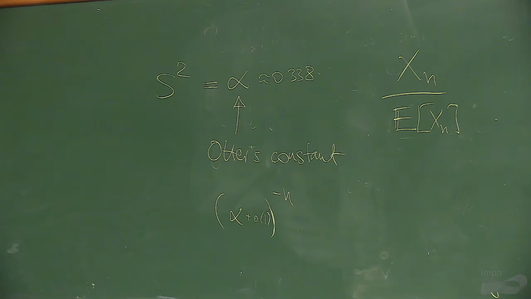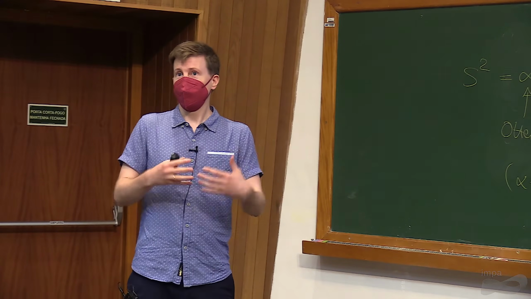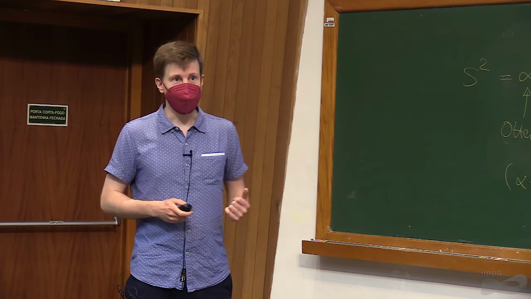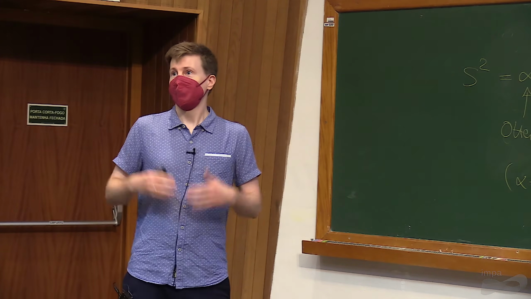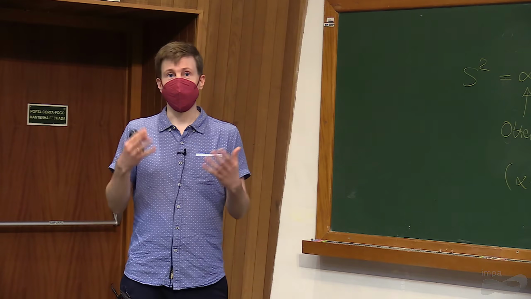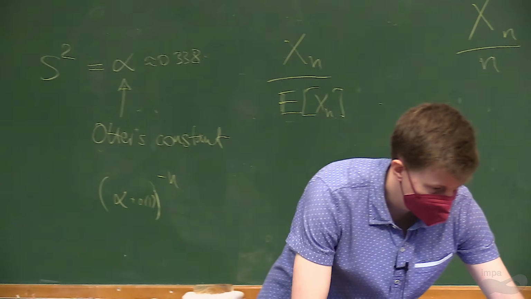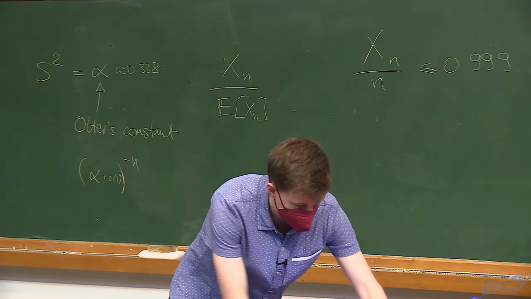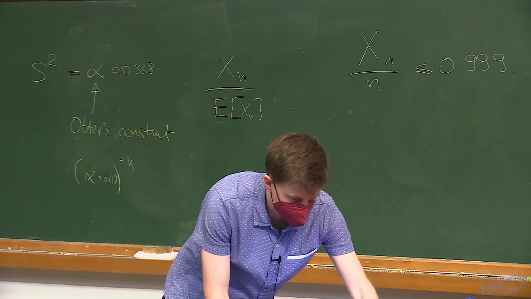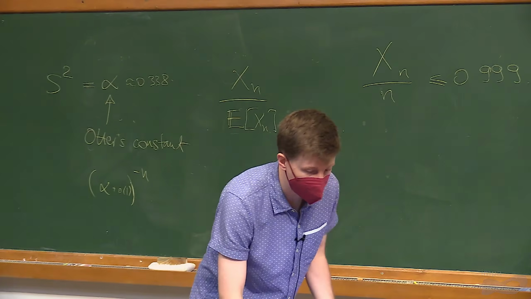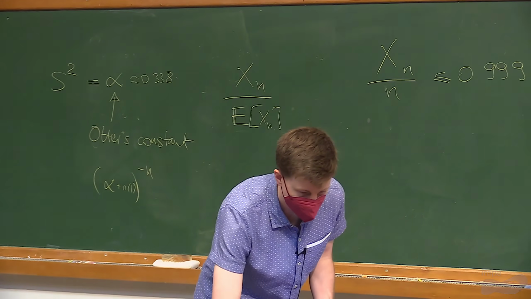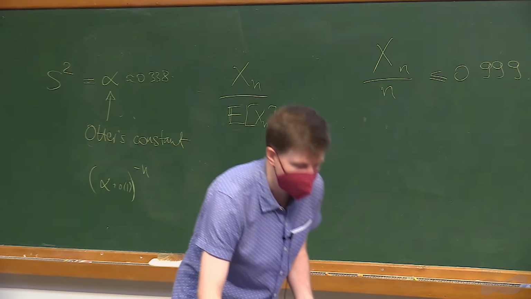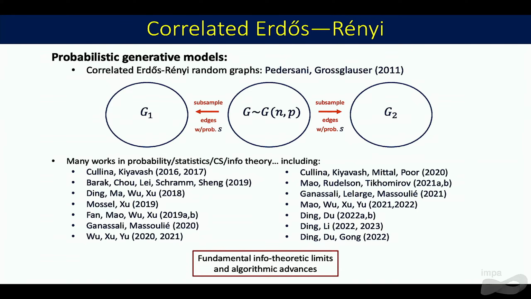It's very important to understand the most fundamental model, which is correlated Erdős–Rényi. But at the same time, you also want to move beyond Erdős–Rényi and to understand graphs that have some kind of structure.